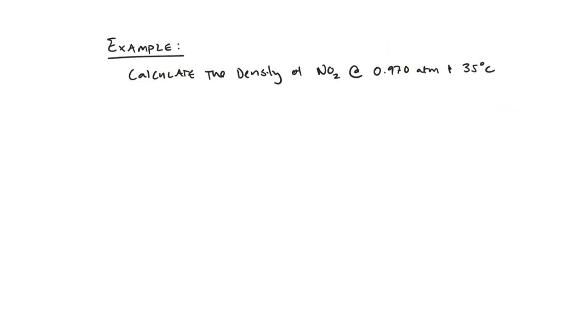I'm calculating the density of NO2 at 0.97 atmospheres and 35 degrees Celsius. So I'm looking for density, and the units I want to end up in are grams per liter. The thing that's missing here, as you might notice, is I don't know how much NO2 I have, and I don't care how much NO2 I have. All that matters is the temperature and the pressure in order to determine the density.